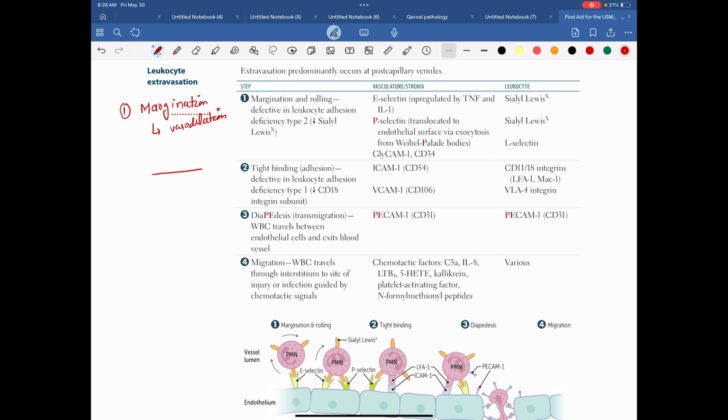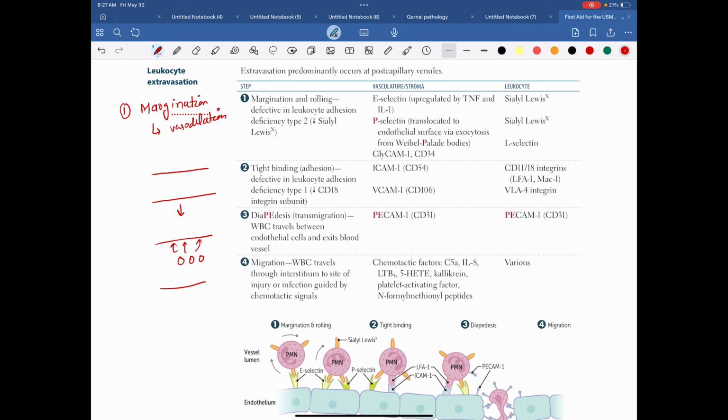So let's suppose this is the blood vessel. After the vasodilation, what will happen? The cells which are present in the center are going to migrate toward the periphery. Why are they going to move to the periphery? Because they have to leave this blood vessel. So this is the first step. Please always remember this step.